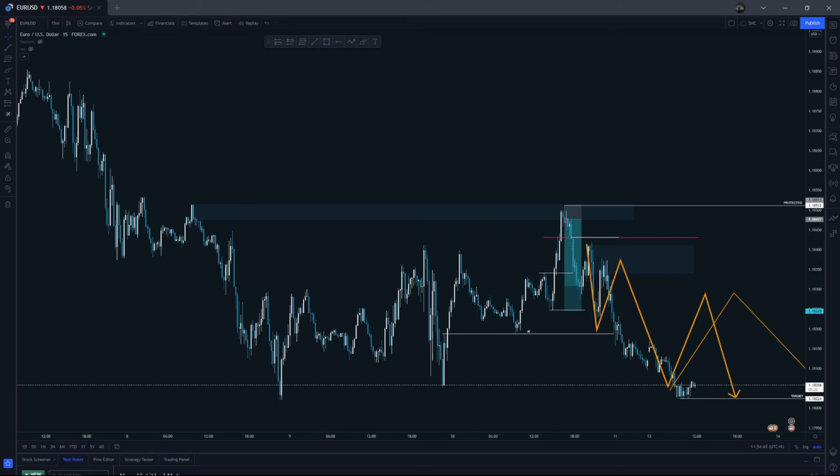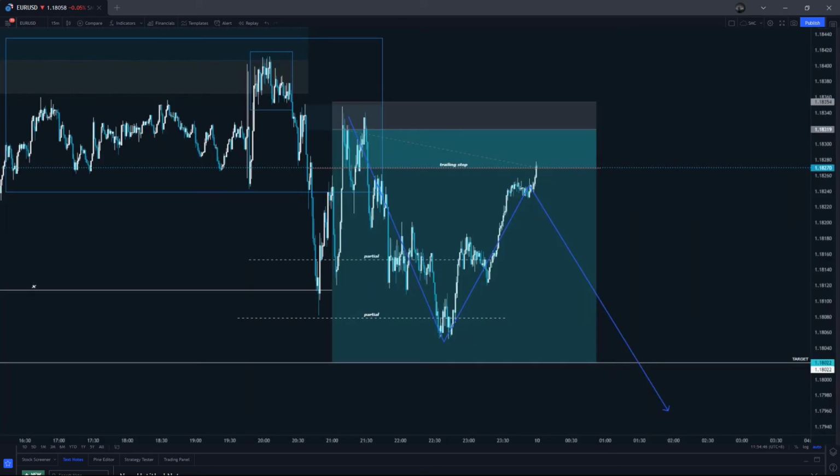Let me take another example. I think I took a... wait, I'm looking for it. This was last week. Oh yeah, this one. Do you see my screen? Is it loading? Yeah. So a partial here, and a partial here.